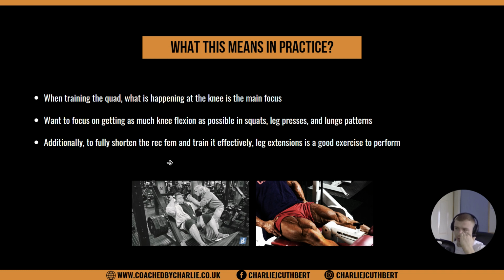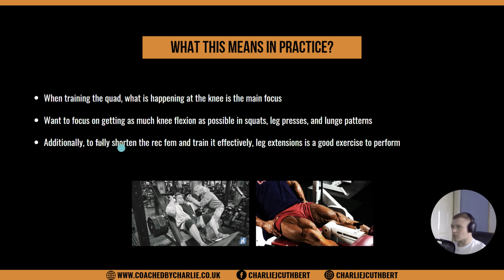Some muscles benefit from being trained in the lengthened position more than others. Your quads are one that do, or if you want the fancy word, they respond well to stretch mediated hypertrophy. But you don't need to know that. All you need to know is the quads benefit from getting a good stretch in them. So we want to make sure we are doing so by getting as much bend at the knee as possible.